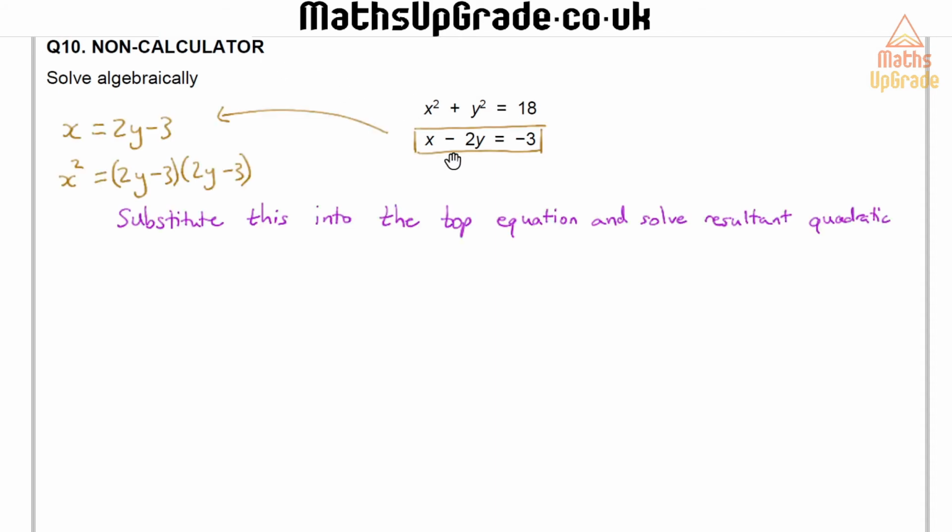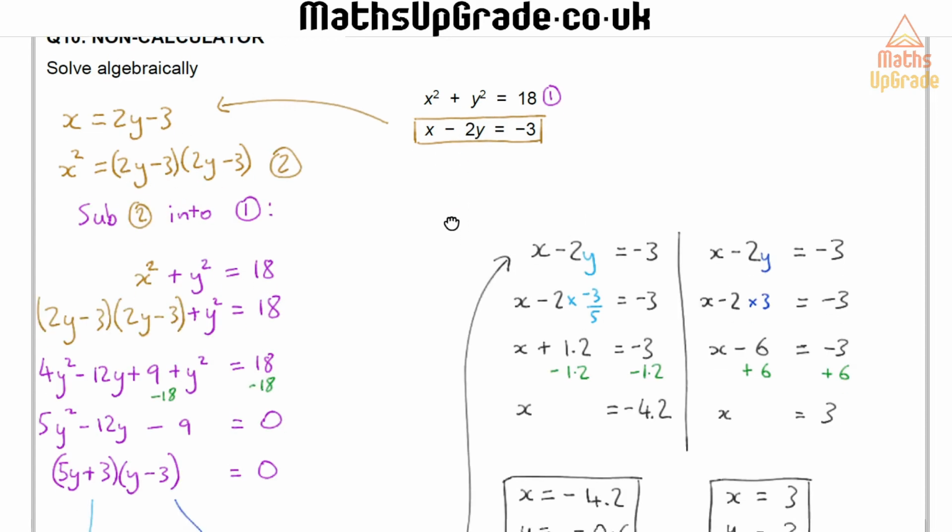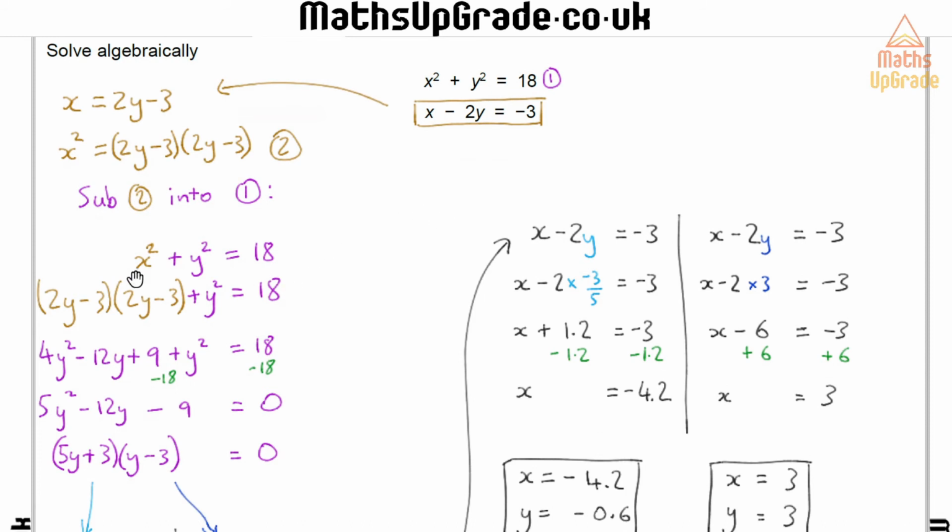So let's rearrange this. I'll add 2y to both sides. That gives me x equals 2y minus 3. Then when I substitute that into the top equation, this is x squared here, so multiply everything by itself. Substituting into the top equation gives me (2y minus 3)(2y minus 3) plus y squared equals 18.